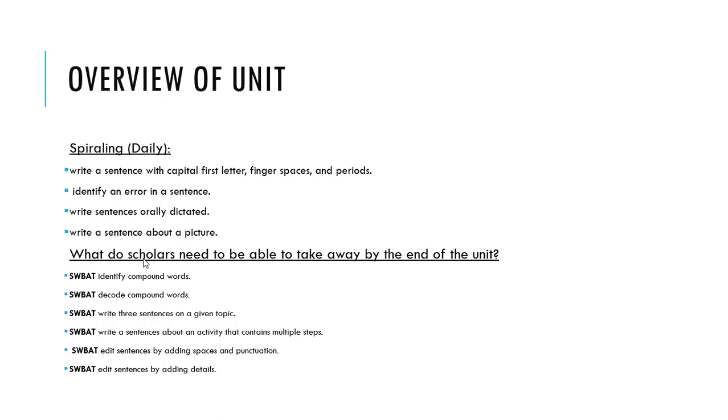So what do they need to be able to take away by the end of the unit? They're going to have to be able to identify and decode compound words, write 3 sentences on a given topic, write sentences about an activity that contains multiple steps, edit sentences by adding spaces and punctuation, and then edit sentences by adding details. So yeah, we'll go on and I'll talk a little bit more about what this means specifically.